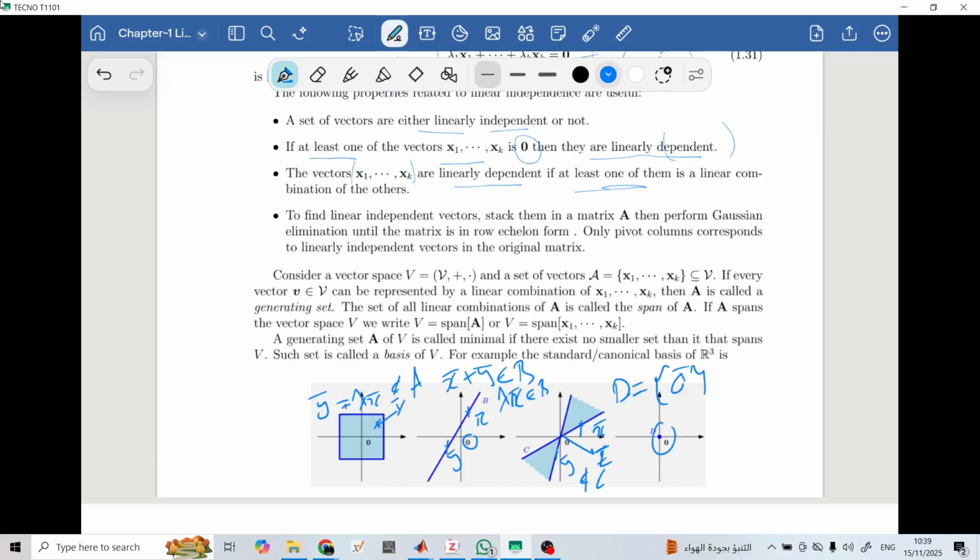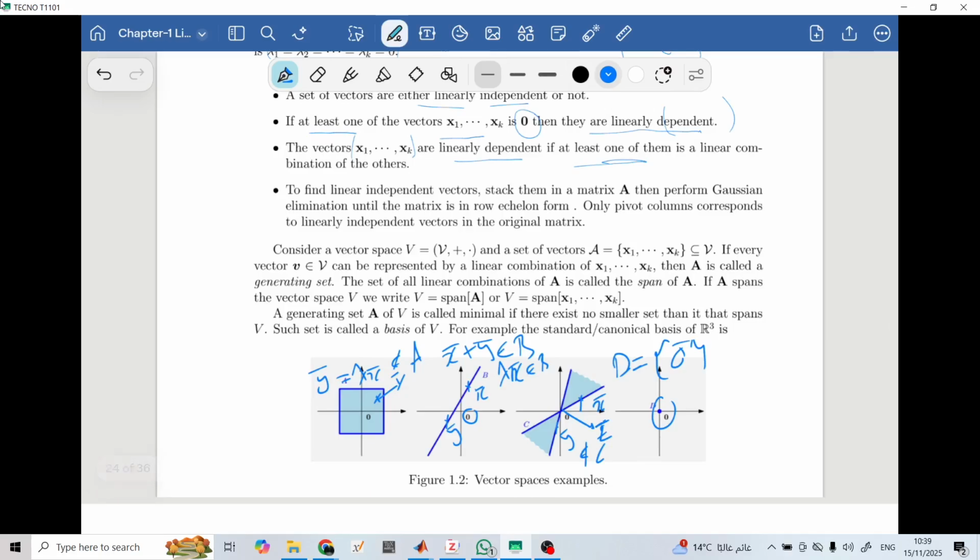Now the interesting part. If we stack those vectors in a matrix A, how do we know whether this set of vectors is independent or not? We stack them in a matrix A and perform Gaussian elimination until we reach the row echelon form or reduced row echelon form. Then only the vectors that correspond to pivots are independent vectors. Otherwise, if we don't have a pivot in that column, this means that this vector is dependent on the other vectors.